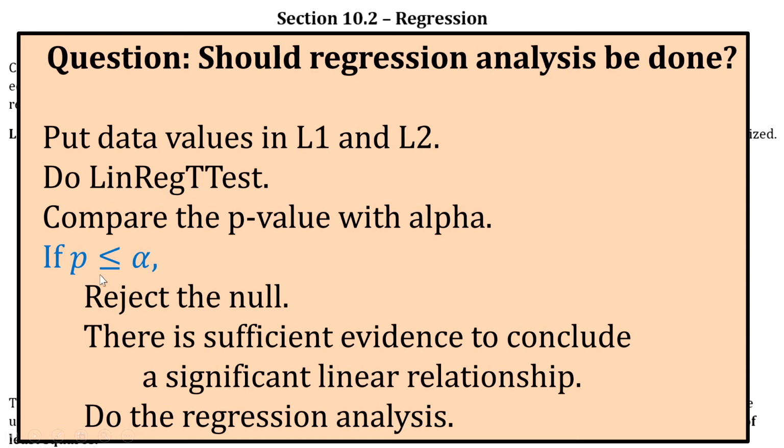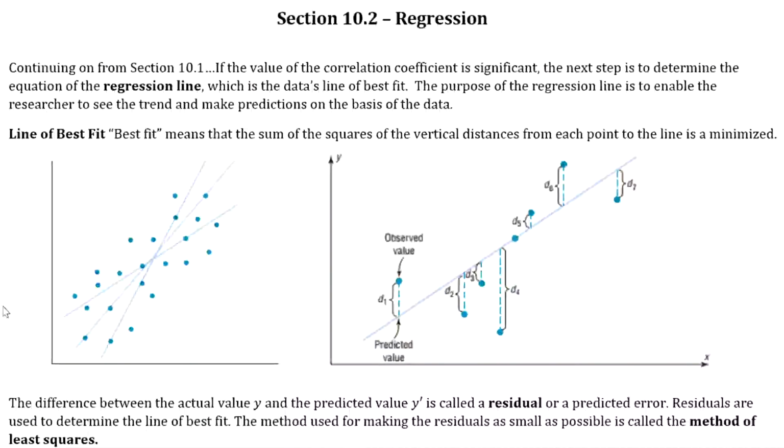So if p is less than or equal to alpha, then you're going to do the regression analysis. If p is greater than alpha, then that means you don't reject the null, there is insufficient evidence to conclude a significant linear relationship, and you don't do the regression analysis. If that ends up being your answer, then the question will stop there, and you're not going to move forward with it.